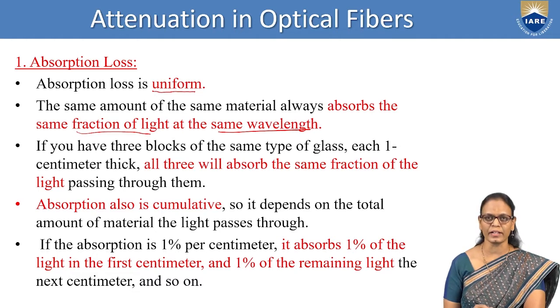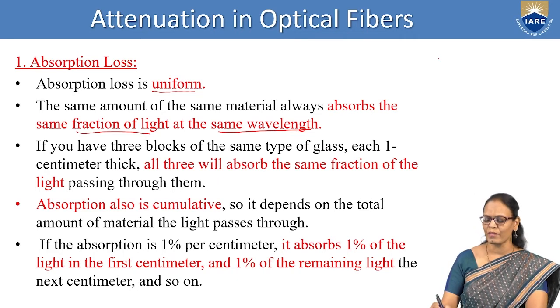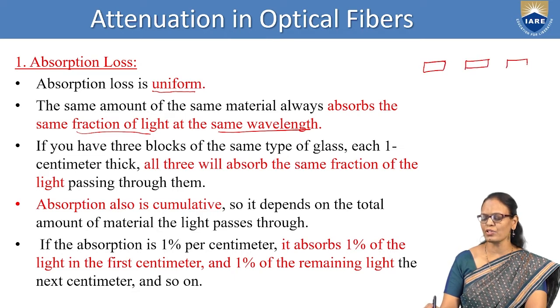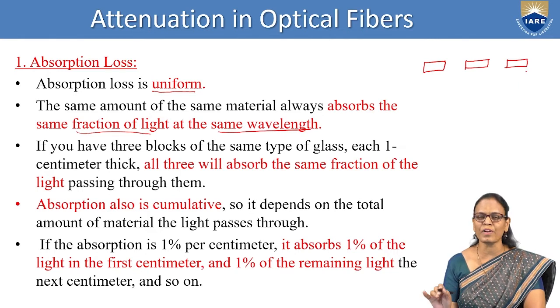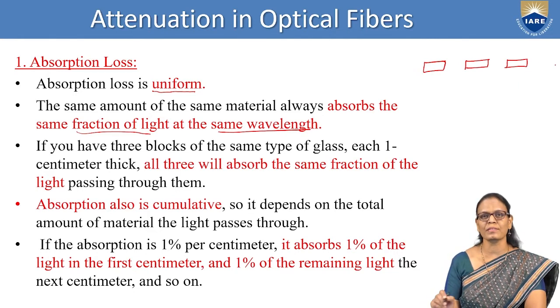So, how do we understand that? If you take 3 blocks of the same type of glass, each 1 centimeter thick, made of the same material, all 3 will absorb the same fraction of light when the light passes through them. So this is a block of glass 1 centimeter thick. Whatever fraction of light this absorbs, this also absorbs the same, and this also absorbs the same.